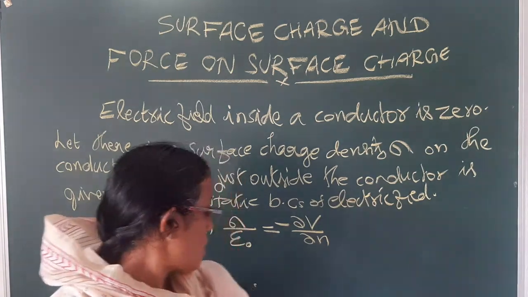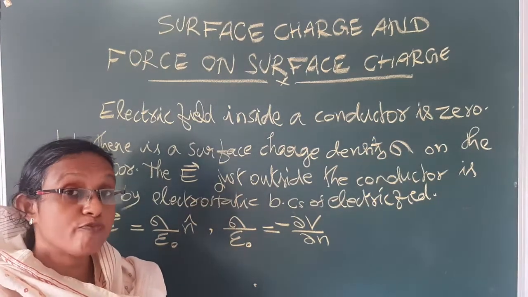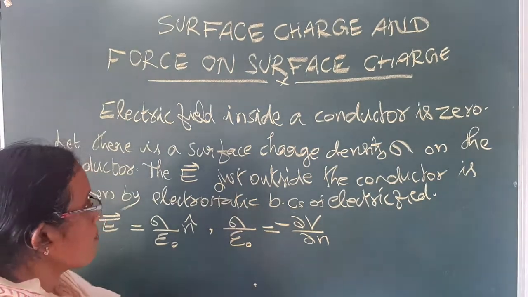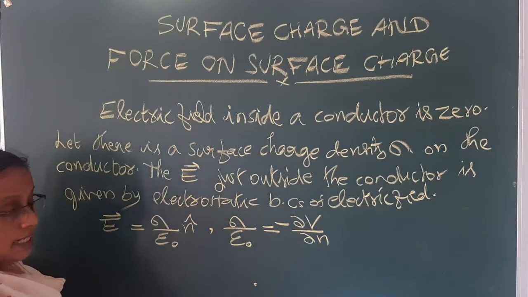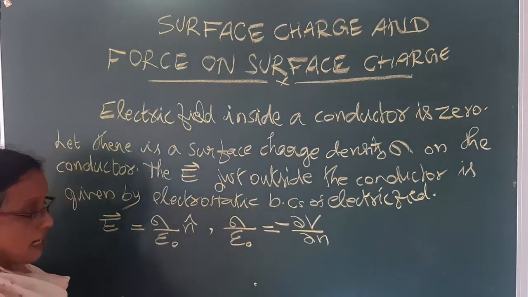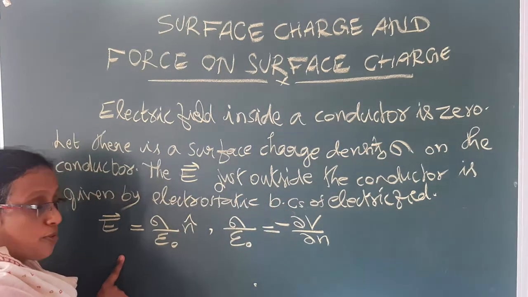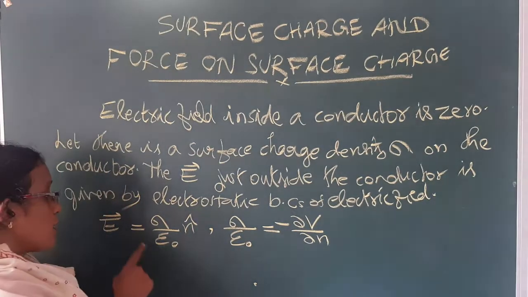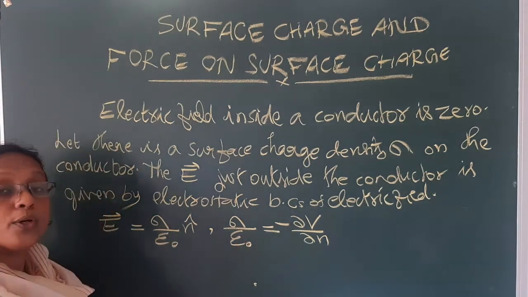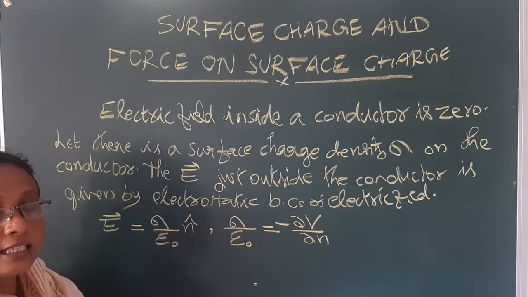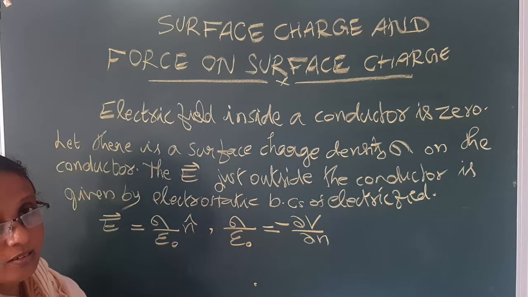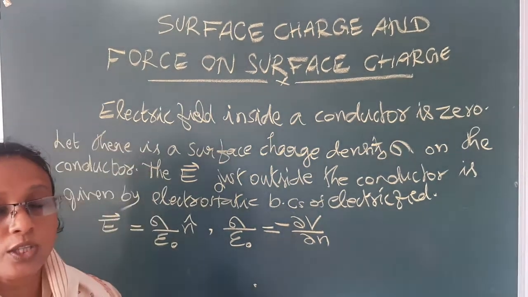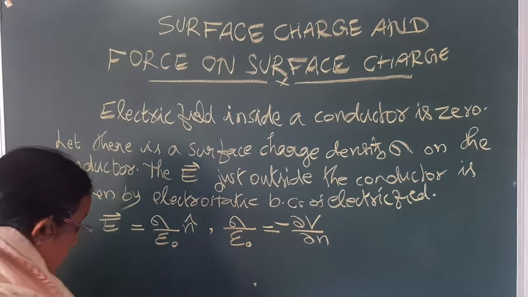Now we can think about what is the force on this surface charge. That is the next question. So just remember all these things. Here we just use the boundary conditions. This is from the boundary condition for electric field and this is from the boundary condition for potential. Either using this expression or this expression, you can find out the surface charge density. Now we can derive the expression for the force on surface charge.